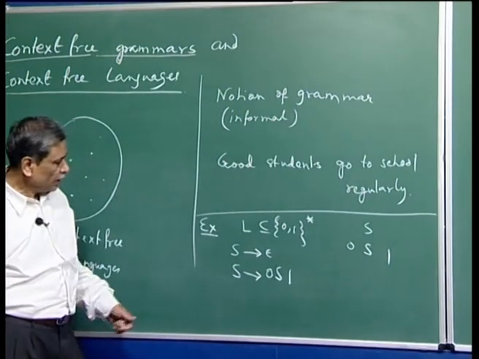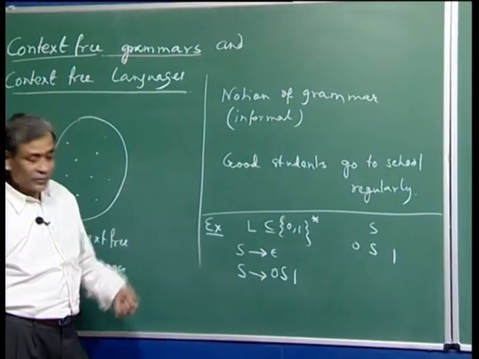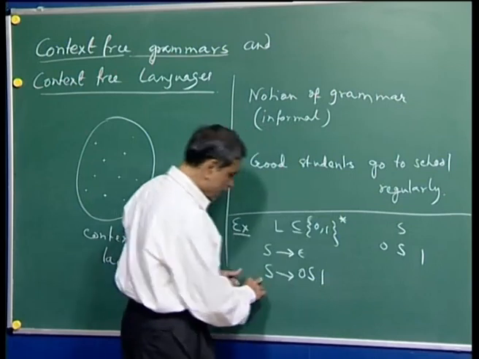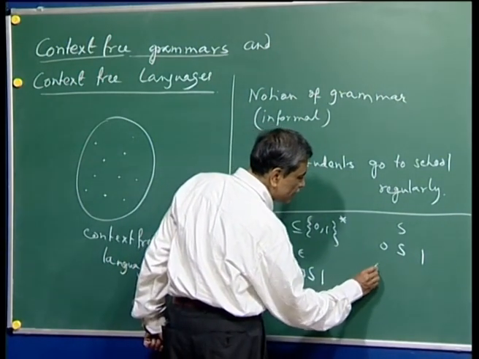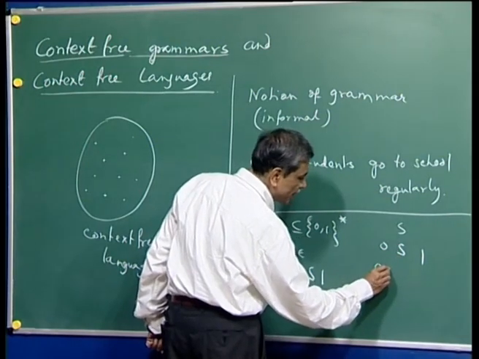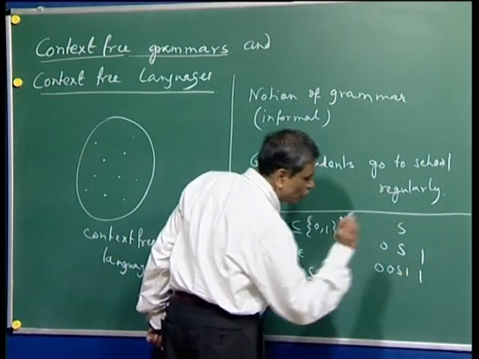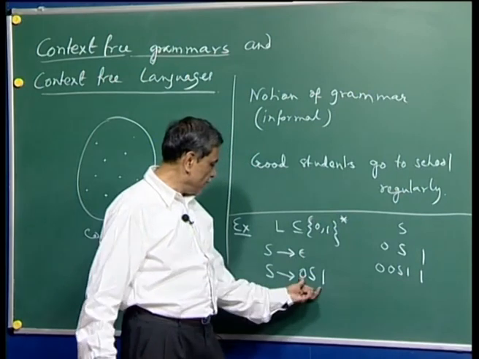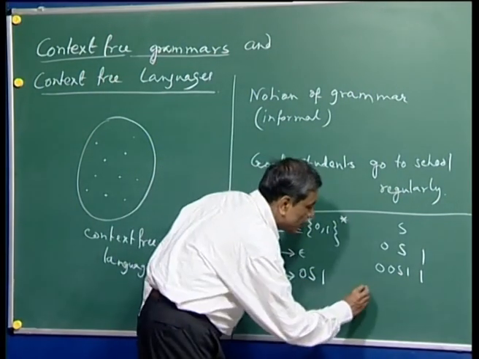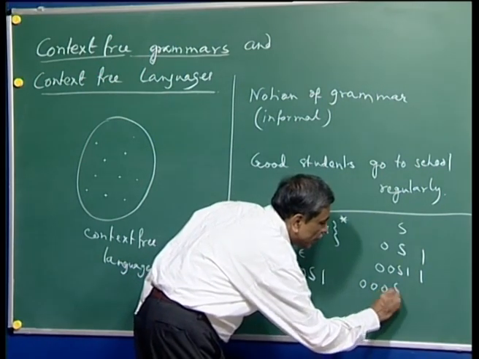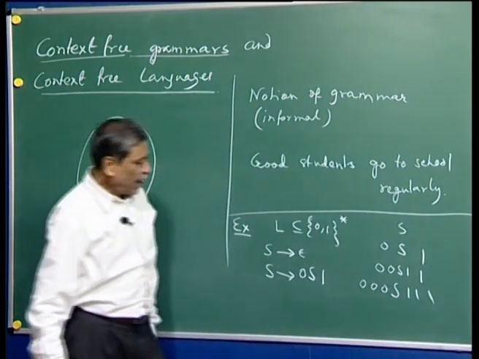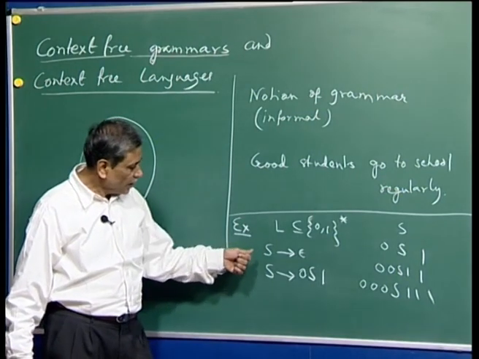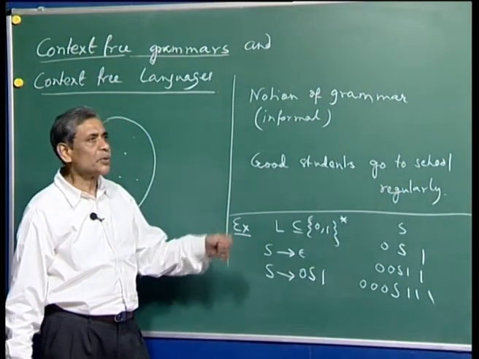Alright. Why stop once applying this rule? Let me apply it once more. Right now, I have 0S1. Why not apply the same rule once more? So, that would mean 0, and now this S I am rewriting as 0S1, and this old one is there. Maybe I want to rewrite this S again using the same rule. So, then what will happen? I will get 0 0 0 S 1 1 1, and then now I finally decide that I will rewrite S using the first rule, which is S goes to epsilon.